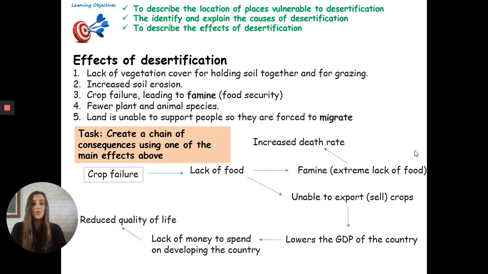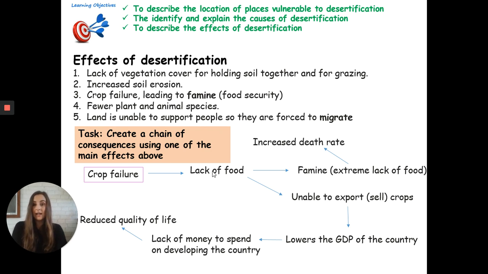So what I want you to do is do what I've done underneath. I've given an example. Your task is, in a moment, to pause this slide and create a chain of consequences of desertification. I've given an example here. I've started off with crop failure. If the crops fail, that means there's no yield of crops for that particular time, so there's going to be a lack of food in the area. Because there's a lack of food in the area, that could lead to a famine, which is an extreme lack of food, which will increase the death rate.